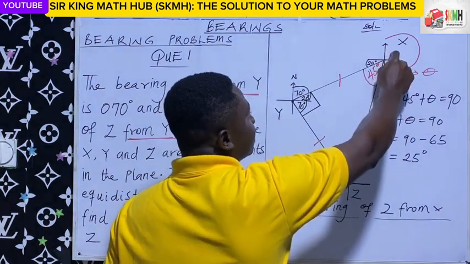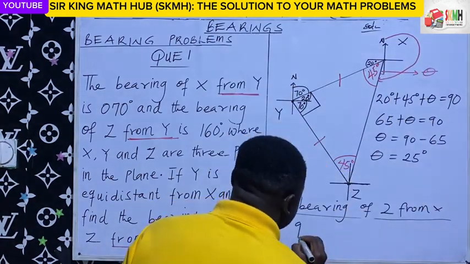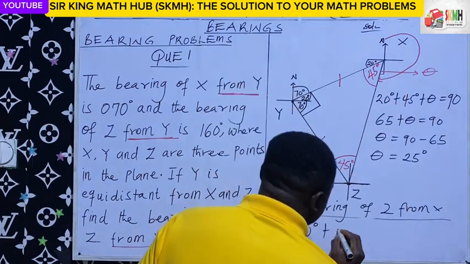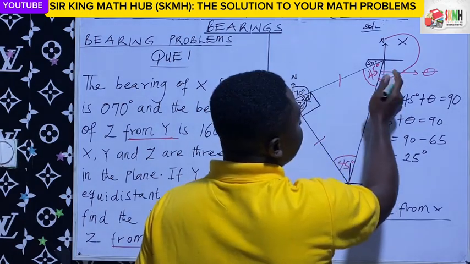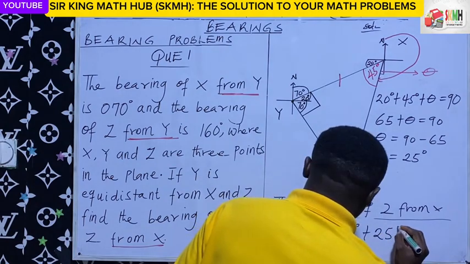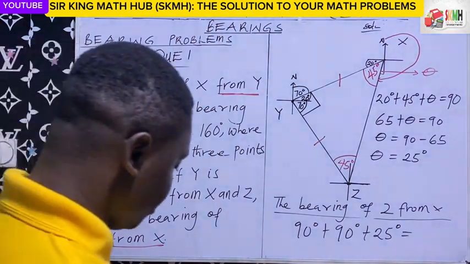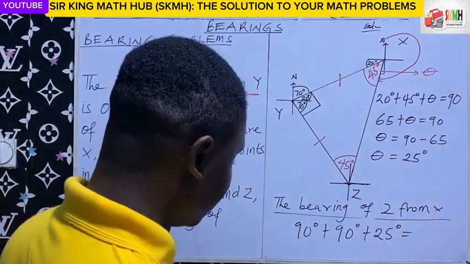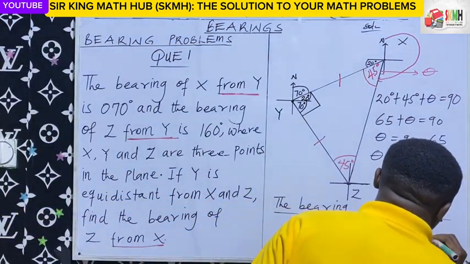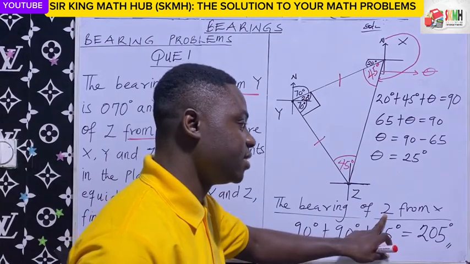So what is the measure of this angle here? From north to east, that is 90 degrees. And then from east to south, another 90 degrees. Plus this small angle here, which is theta, that gave us 25 degrees. So what is the total measure of the bearing? So 90 plus 90 plus 25, 205 degrees. So that is the bearing of Z from X.